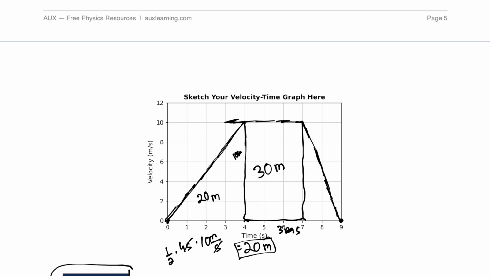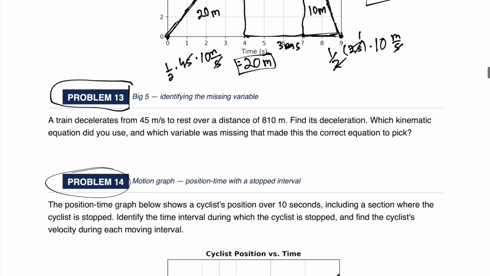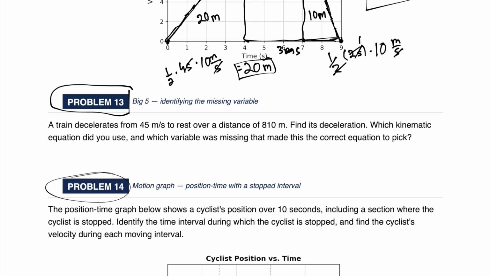Okay? Over here, 1/2 times 9 minus 7. How far is this thing? That's 2 seconds. Times how high is up? Up is this height here. 10 meters per second. Seconds cancel out. 1 times 10, 10 meters. So the total area here under my velocity-time graph is 60 meters. That's my distance, and in this case, my displacement as well, but generally not so. A train decelerates from 45 meters per second to rest over a distance of 810 meters. Find its deceleration.